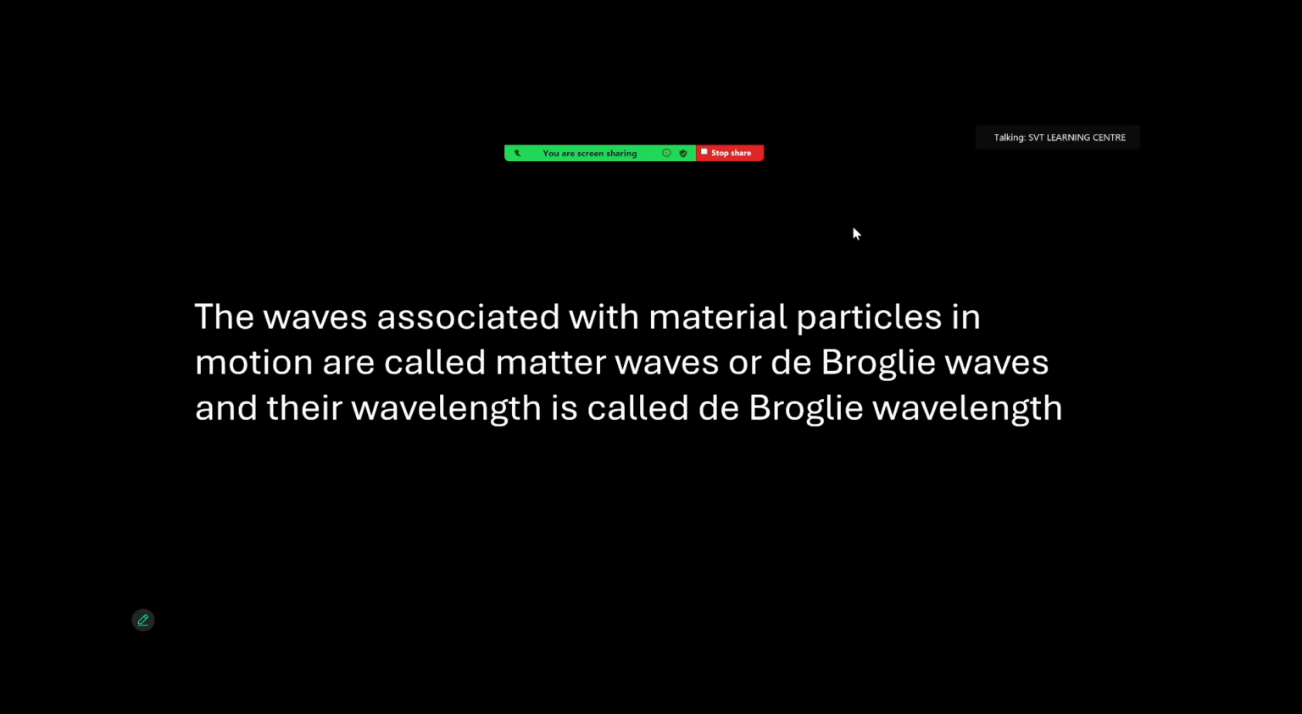The wave associated with a material particle in motion, now remember it's a material particle in motion, underline the word motion because that's important to us, we will see it as we go along, are called matter waves. Repeating, the waves associated with material particles in motion are called matter waves, or since it was discovered by de Broglie, we call them de Broglie waves, and their wavelength is called de Broglie wavelength.